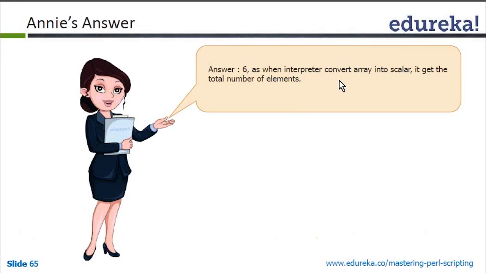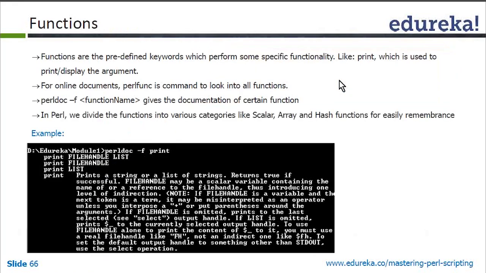Okay, so we have the next one. The functions are very much similar to C. What we already know is that a function will have a name and the function will return something. It might have some parameters as well. So functions are predefined keywords which perform some specific functionality, like print. In C we have the printf command, and similarly we have print. It is used to print an argument. So this is an inbuilt function in Perl.